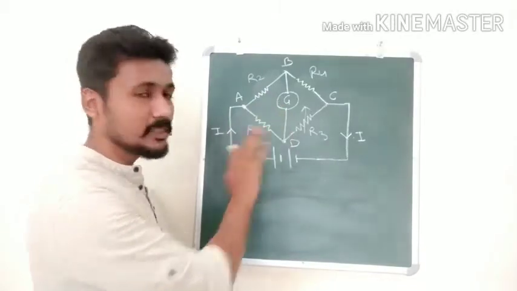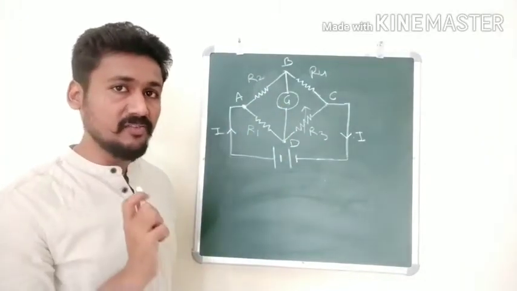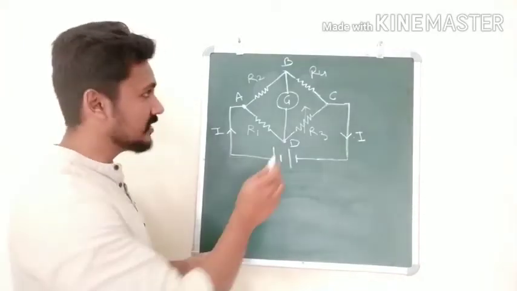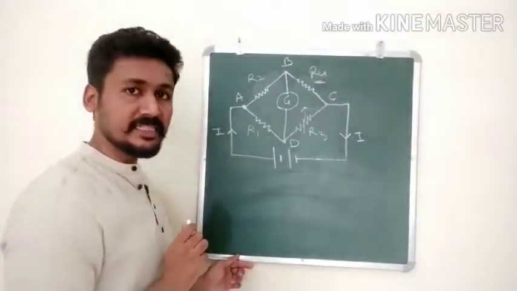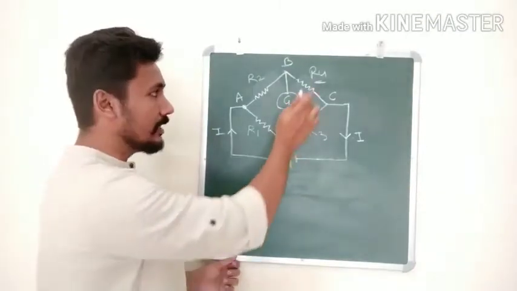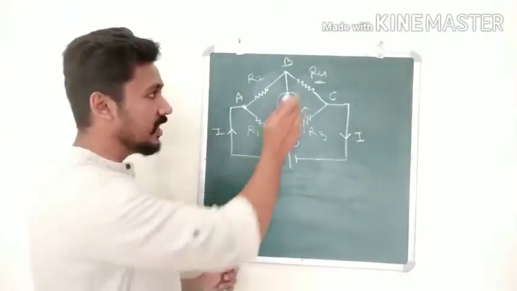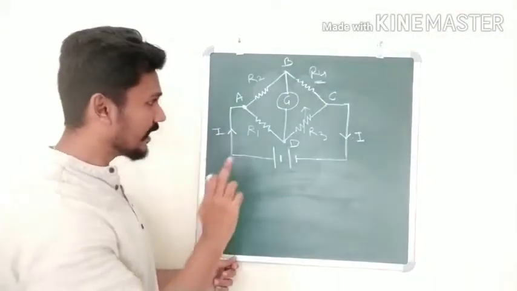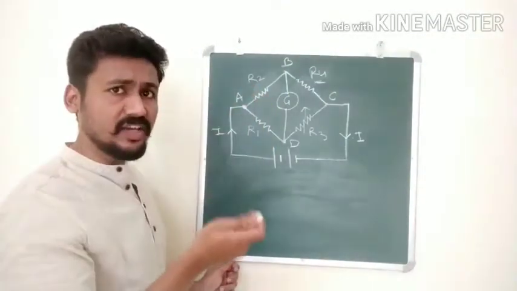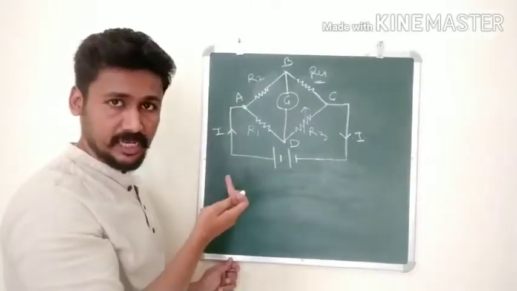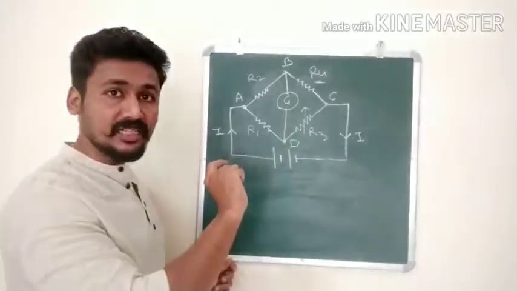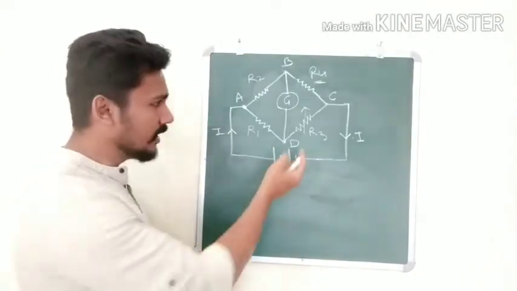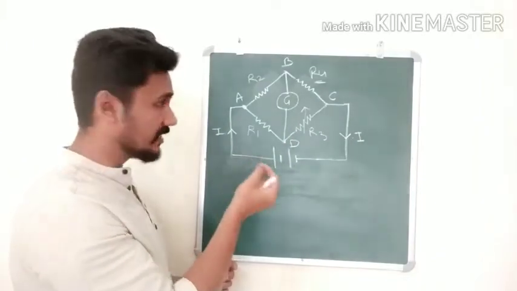Now, what is the purpose of making this? The purpose of having a Wheatstone's bridge is to find out an unknown resistance. Let us imagine this R4 is an unknown resistance. We don't know its value, and to find it out, we are able to use the Wheatstone's network. R1 and R2 are fixed resistors, and we know the values of R1 and R2. R3 is a variable resistor. Variable means we can change the resistance.